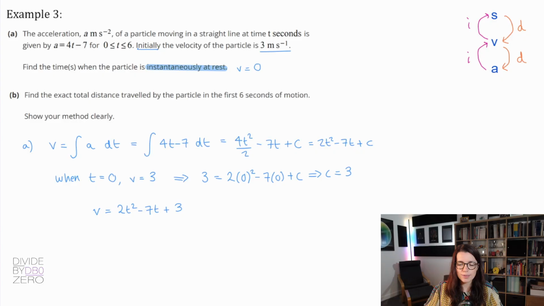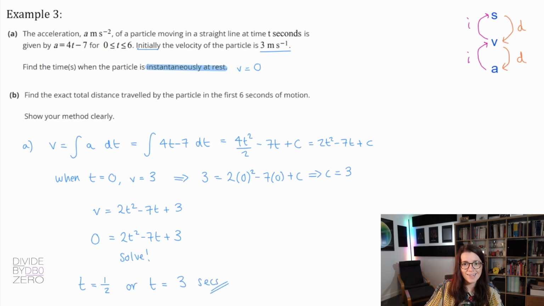Now, when the particle is at rest, v is 0. So we're just going to solve this equation equal to 0. You can do that in whatever way you prefer. When you do, you should get t equals a half or t equals 3. And those are the times at which the particle is instantaneously at rest.